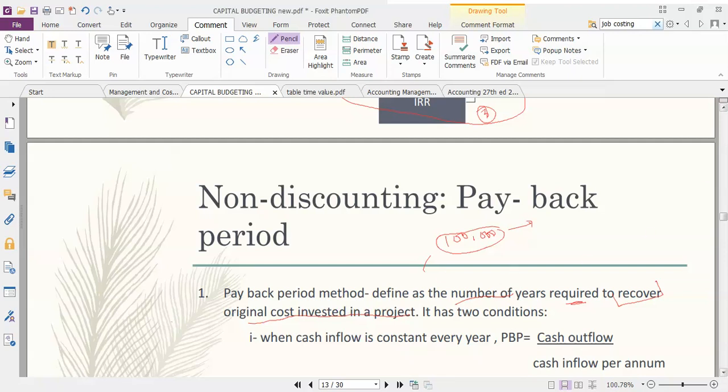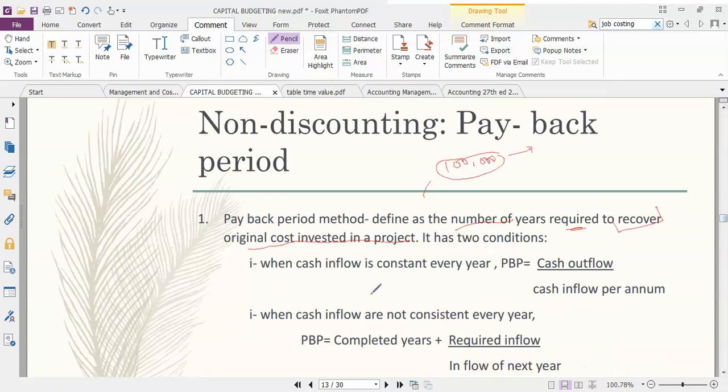Okay, boleh kita tengok tau, ni soalan yang akan masuk dalam final exam. Okay, there have two condition. The first one, kalau nak cari payback period, you kena tengokkan cash flow dia. Cash flow tu cash inflow, maksudnya daripada projek tu berapa duit yang masuk. Daripada kita invest duit 100,000 tu, berapa jumlah yang kita dapat. Cash inflow is constant every year.